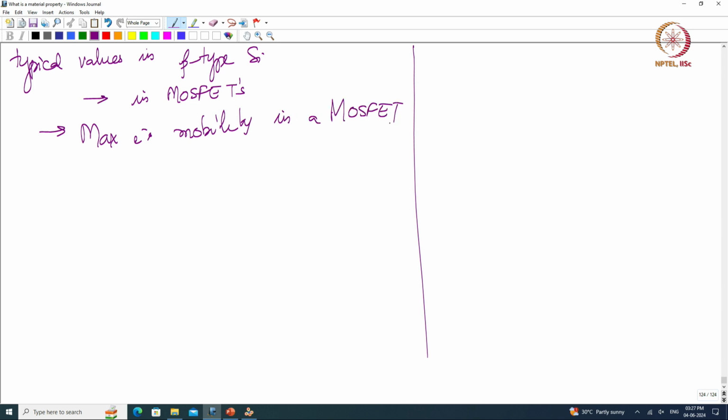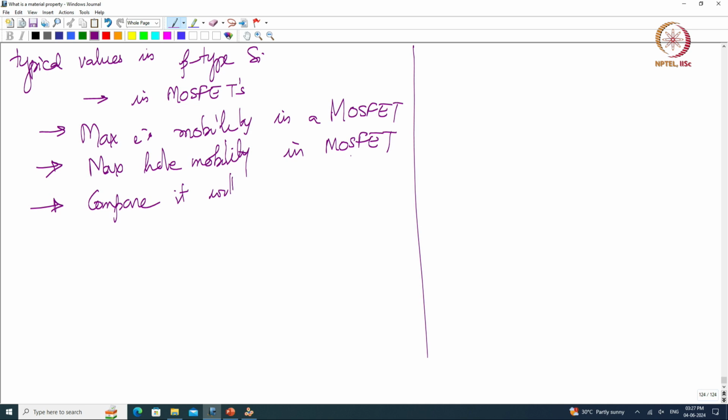So in a MOSFET, if I have what is called a PFET, sorry, PMOS, what is the maximum hole mobility that one can get in MOSFETs, metal oxide semiconductor field effect transistors, and then compare it with mobility values obtained in HEMTs. So these electrons are much faster.